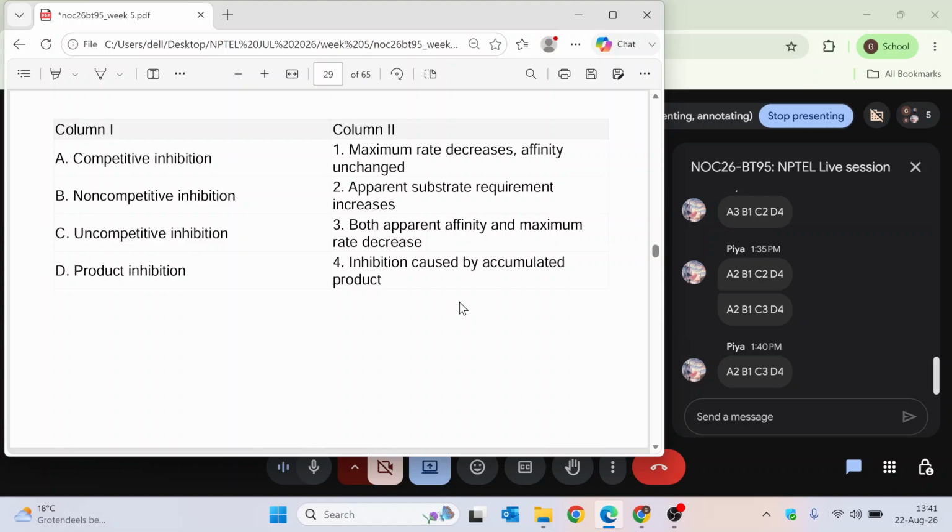Okay, this is also a recap question. We have seen about this in the enzyme topic probably last week.